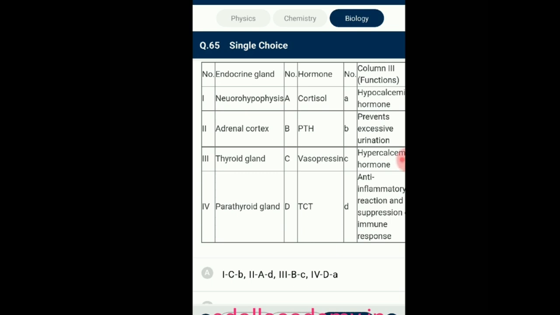Third one, thyroid gland secretes the hormone thyrocalcitonin. It is also called TCT. It prevents resorption of calcium from the bones. It is a hypocalcemic hormone.